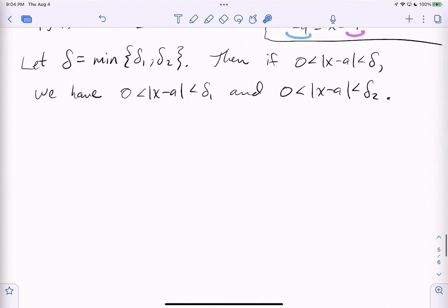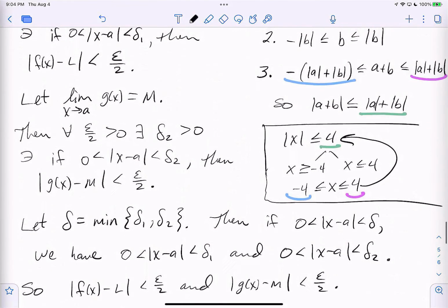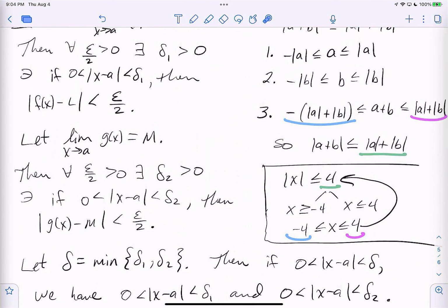Since that's the case, we have that the absolute value of f of x minus L is less than epsilon over 2, and the absolute value of g of x minus m is less than epsilon over 2. You may say, we already said that. Yeah, we kind of already did say that, but there's a nuanced difference here.